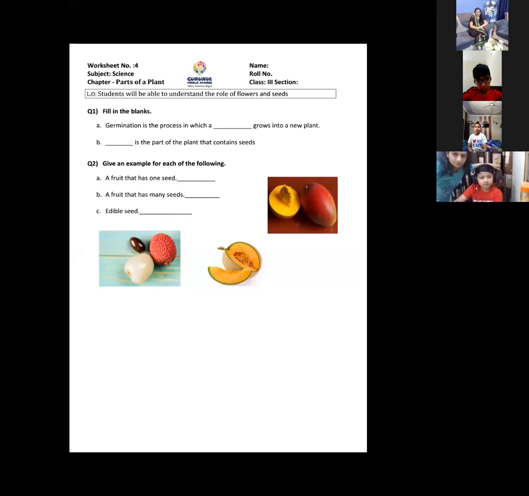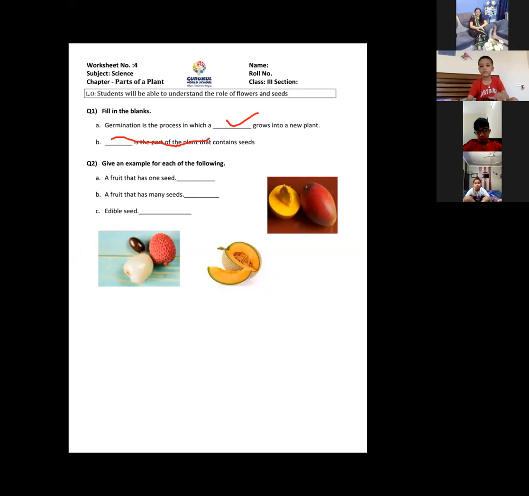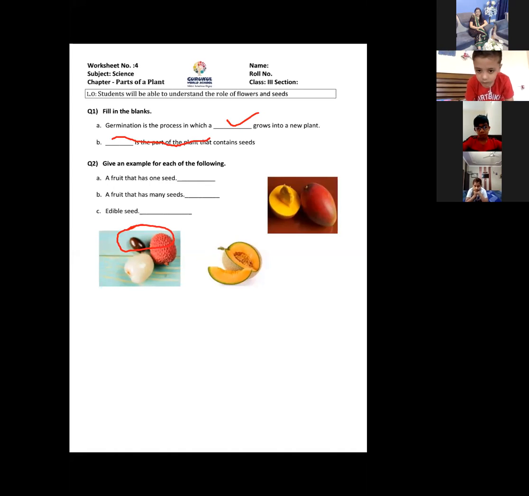Okay. Aditya, are you able to hear me? Yes, ma'am. Aditya, first, can you see this one? Germination is a process in which a dash grows into a new plant. Can you answer me? See, here is a hint. See this, what is this? Inside lychee, what is this?